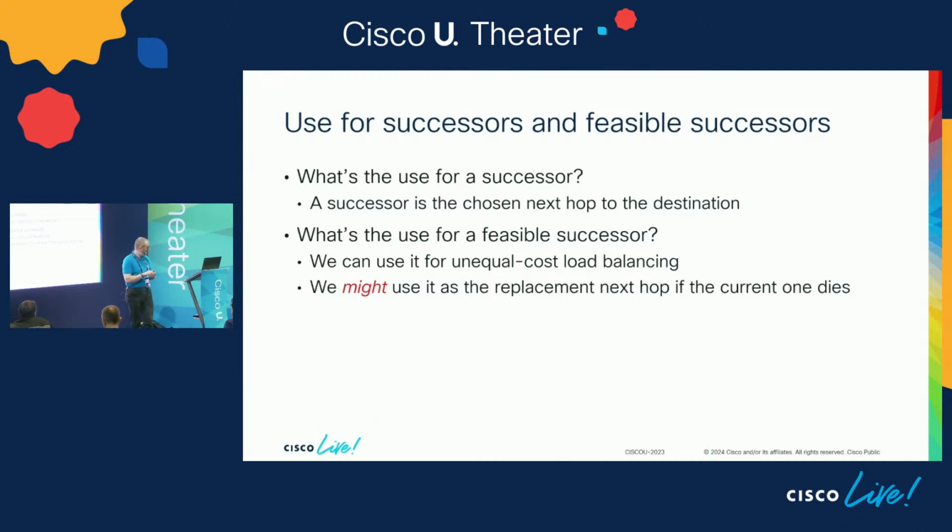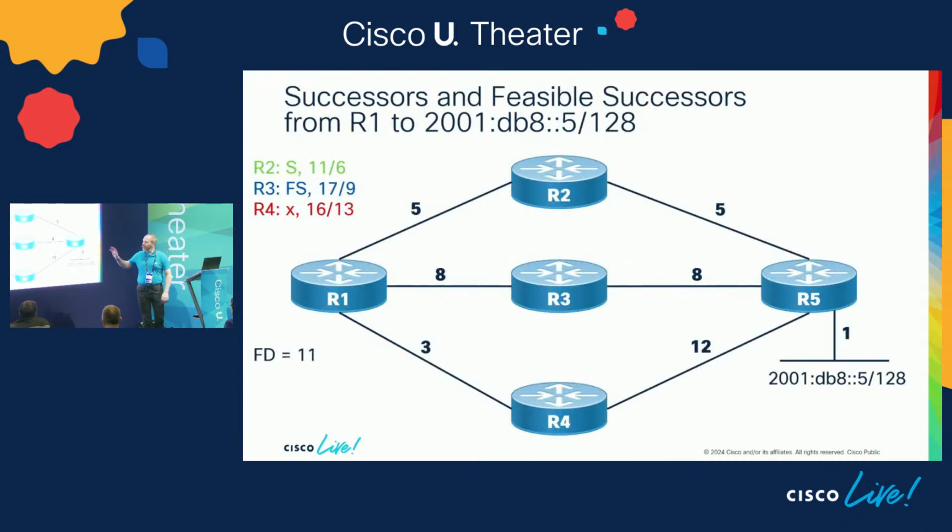And what's the rule here? Coming back again to the same topology with the same link costs as always. If I look at the distances from R1 to that IPv6 network on the right, on R5, the top path through R2, the total cost is 11, and it's the shortest one. The path through R3, the total cost is 17. But it's loop-free because R3's own reported distance currently is 9, which is less than the best I've seen so far, 11. So this is the feasibility condition.